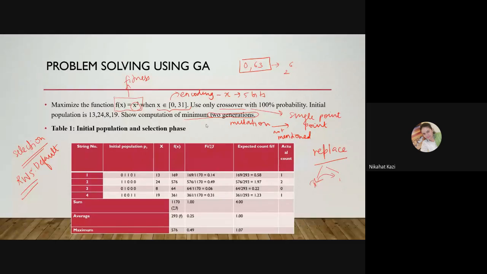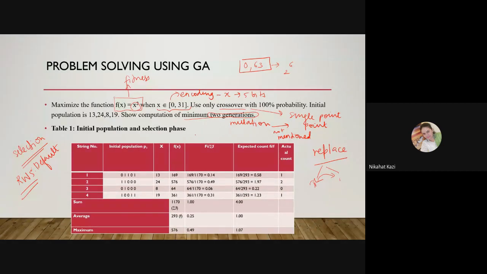So these are the basics that you need to follow. Since they have mentioned 2 generations, this will go on for 2 generations, but let us understand how we do it. The initial population is given to you in this case. It is 13, 24, 8, and 19. These are the X values. So you have to encode it.